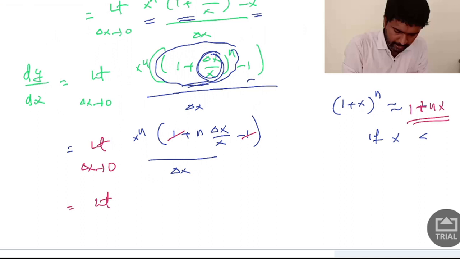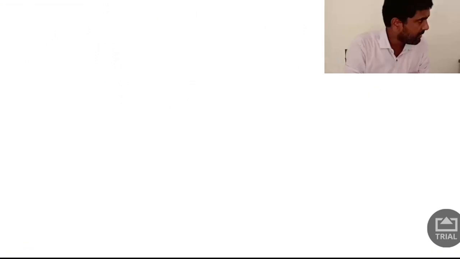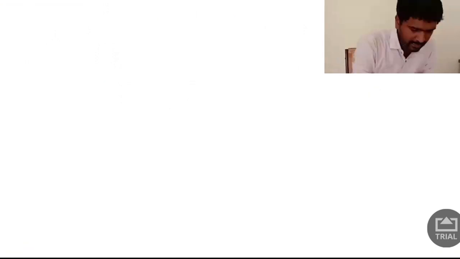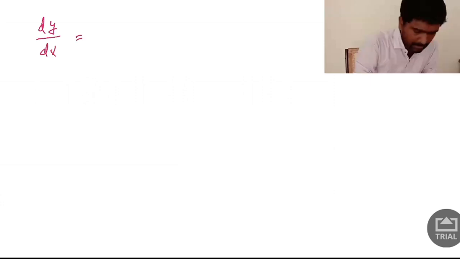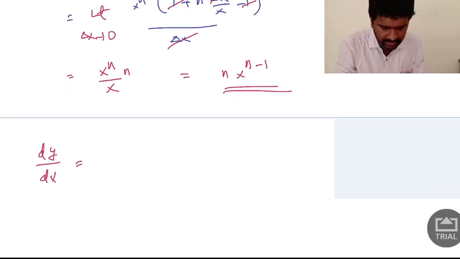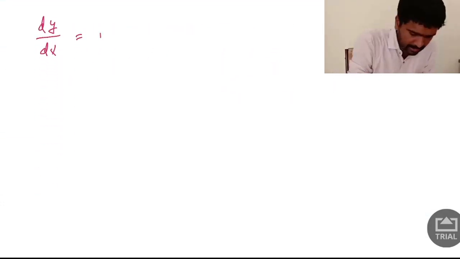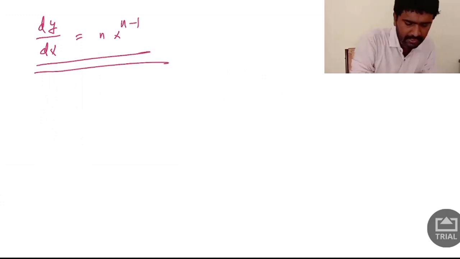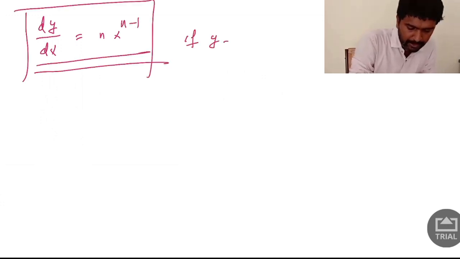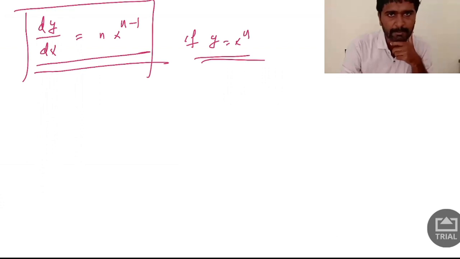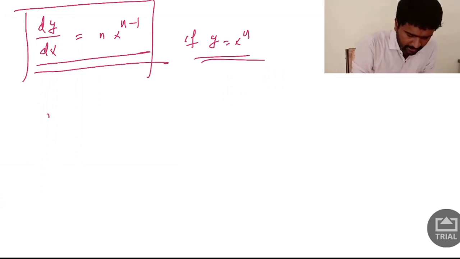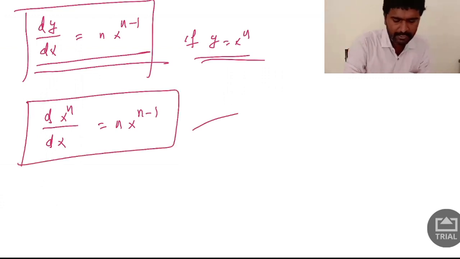So now dy by dx is n x power n minus 1. So this is the general equation. If y equals x power n, then you get dy by dx is n x power n minus 1. So I can write down here d of x power n by dx, that is n into x power n minus 1. So this is the general equation you can use.